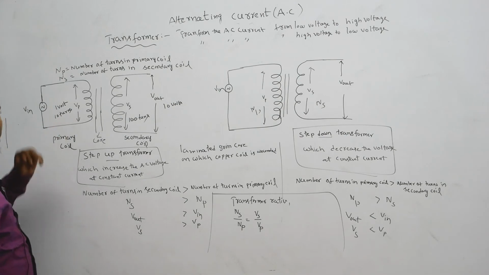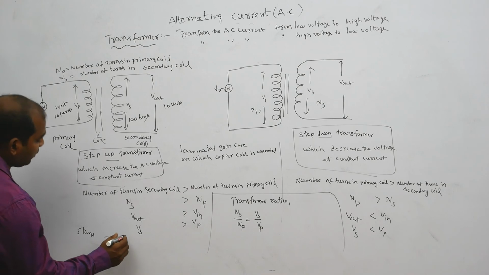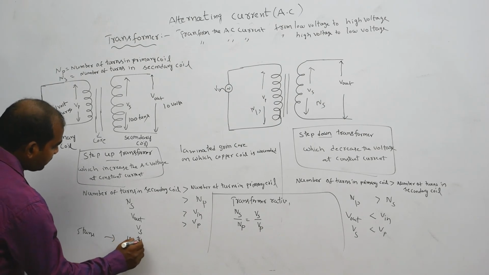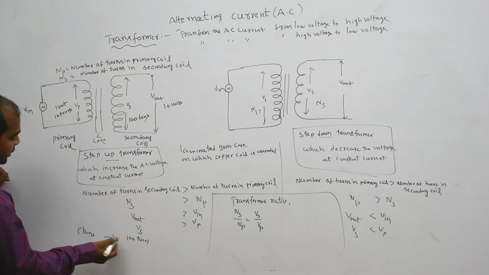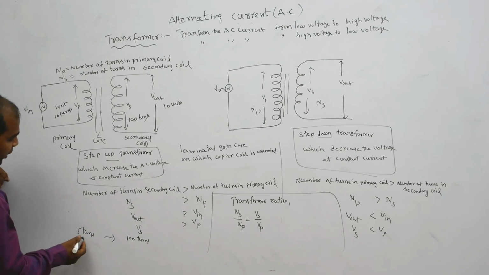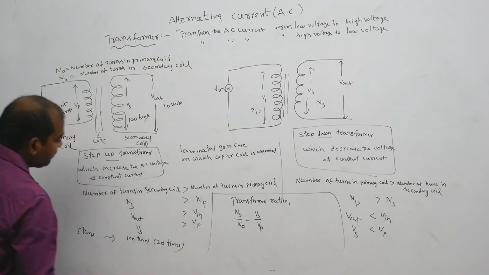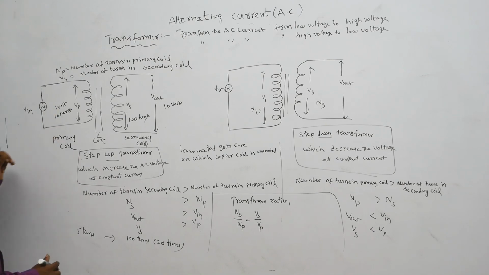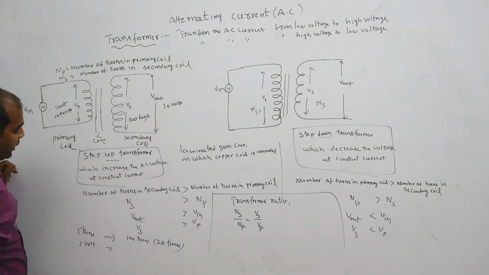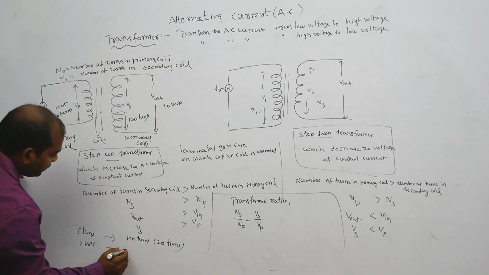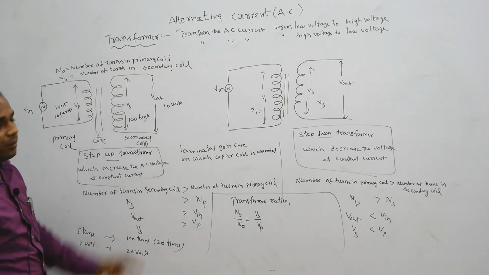We can easily calculate how many turns can be in the secondary coil. For example, the primary coil has 5 turns and the secondary coil has 100 turns. By how many times are the turns in the secondary increased with respect to the primary? 5 into 20, so 20 times increased. If it is 1 volt in the primary coil, how much voltage can we receive from the secondary coil? 20 times, 20 into 1 is 20 volts. 20 volts can be withdrawn from here.